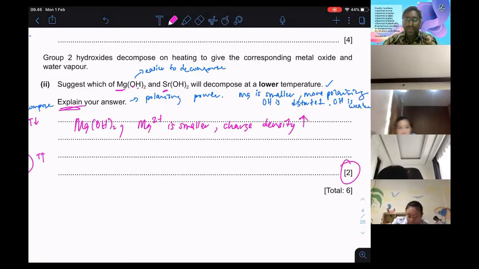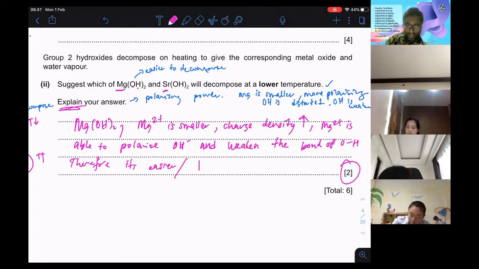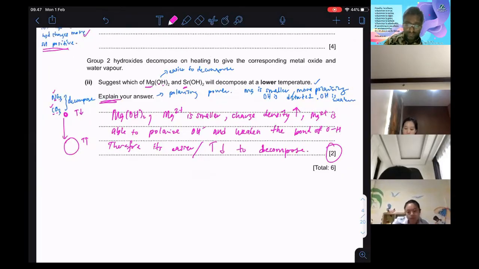more. If your charge density is more, so Mg2 plus is able to polarize hydroxide and weaken the bond of O and H. Therefore, it's easier or requires less temperature to decompose. Okay, so this is important.